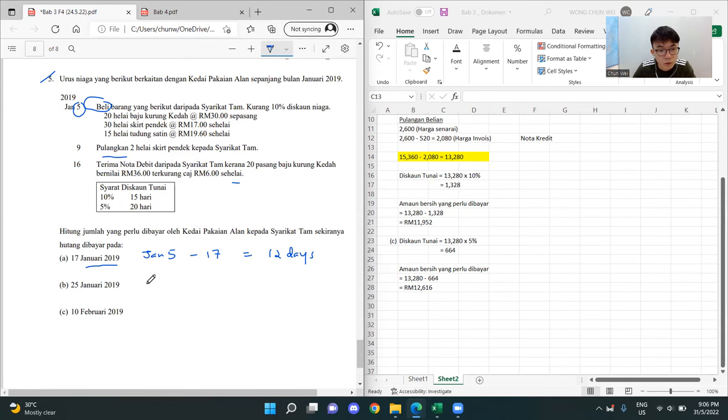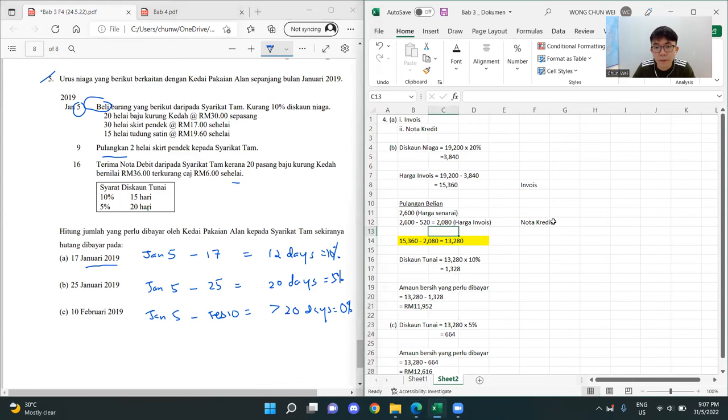Okay, then what about this one? From January 5th sampai 25th of January is 20 days, right? And then from this one, January 5th sampai 10th of February. So this is memang sampai February kan, memang more than 20 days. Memang more than 20 days meaning kosong, tak ada discount. This one ada 5% and this one ada 10%. Based on here, right? Because 20 days, this one is already 20 days until 25th January. So if we go to here, memang more than 20 days. When it is more than 20 days, we got no discount tunai for it.